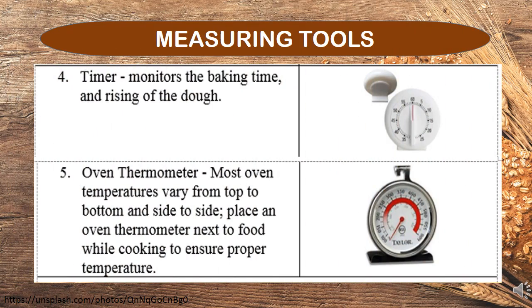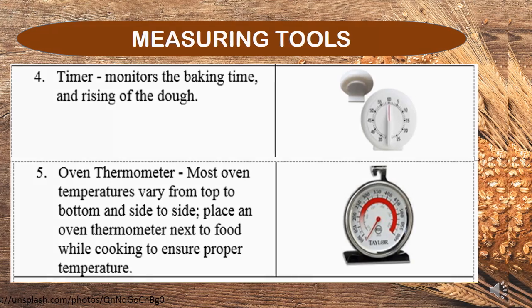Timer. It monitors the baking time and rising of the dough. Oven thermometer. Most oven thermometers vary from top to bottom and side to side. Place an oven thermometer next to food while cooking to ensure the proper temperature.